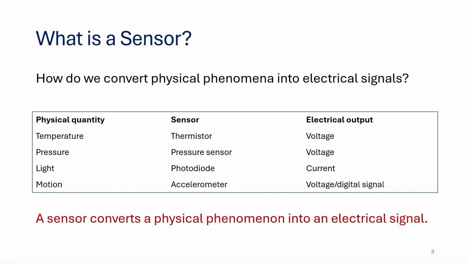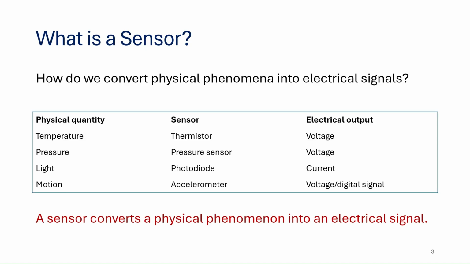Before discussing signal conditioning, let's first define what we mean by a sensor. So a sensor is a device that converts a physical phenomenon into an electrical signal that can be measured and processed. Although these sensors measure very different physical quantities, they all perform the same fundamental function. They convert information from the physical world into an electrical signal.